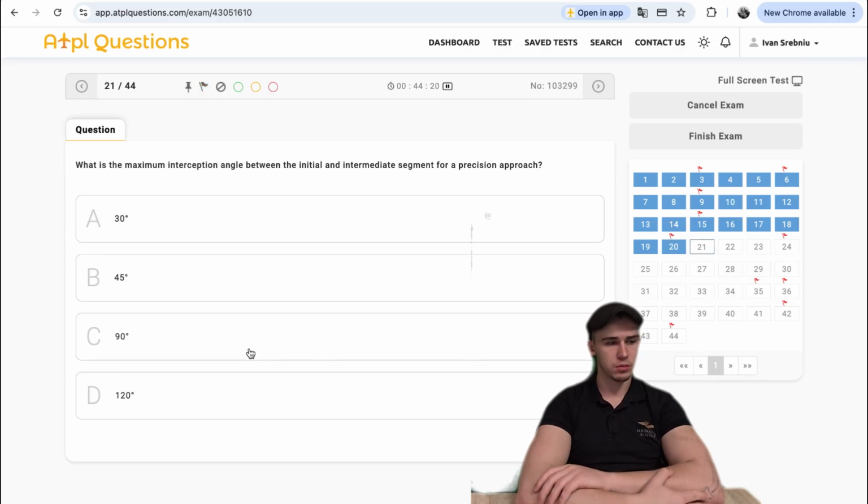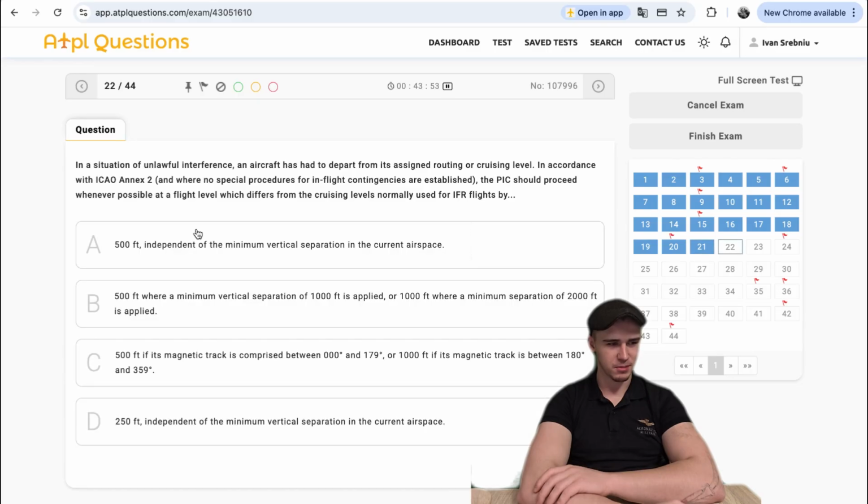What is the maximum interception angle between the initial and intermediate segment for a precision approach? It's easy to remember. I will answer 30, but it's 45.